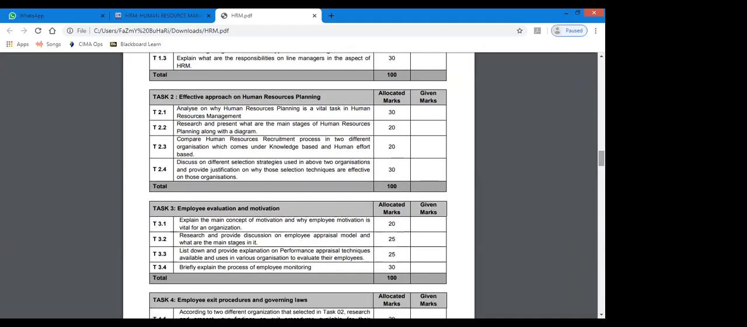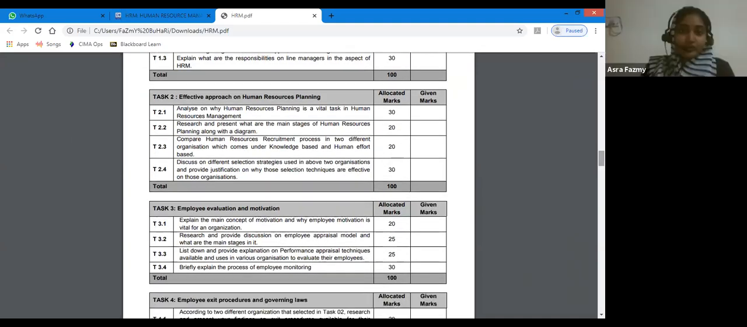So task 2: effective approach on human resource planning, HRP. Analyze why human resource planning is a vital task in human resource management. The question asks for the importance of human resource planning when it comes to human resource management. So what you'll have to do is tell me what human resource planning is initially, and then discuss why it is important. Is that clear?